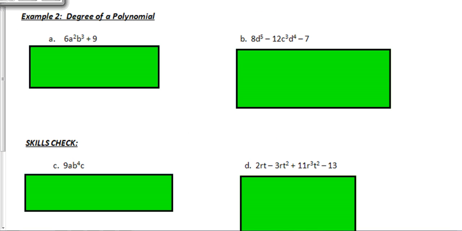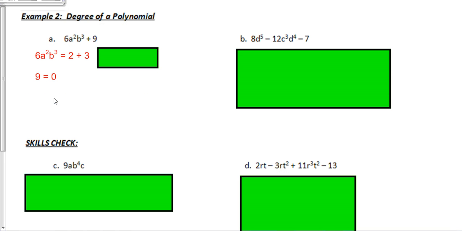When you find out the degree of a polynomial, basically what you'll want to do is break each term down. So you have 2 terms. This would be an example of a binomial. We're going to take 6a to the second, b to the third, and write that down, and 9.